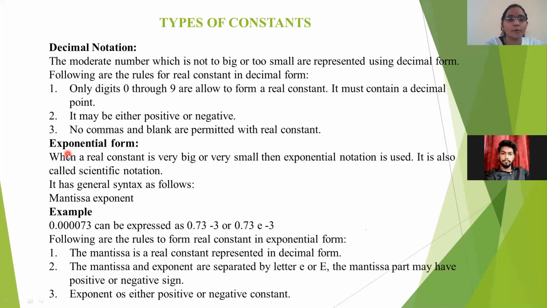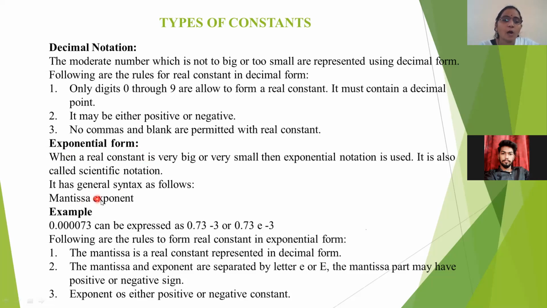The second format is exponentiation form. When the real constant is very big or very small, then in that situation the exponential notation is to be used. It is also called scientific notation. It means the number is not medium, not moderate. The number is very, very big, so you cannot easily read it, or the number is very, very small, just like point, zero, zero, something, and then the number starts. Such numbers are represented in the exponential notation.